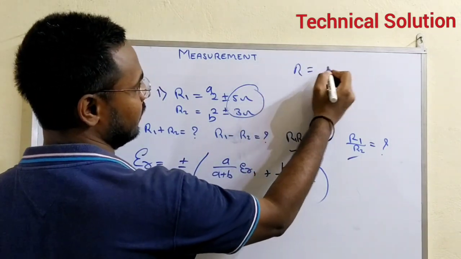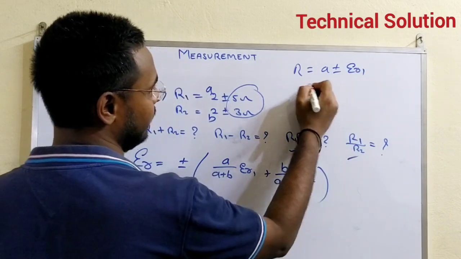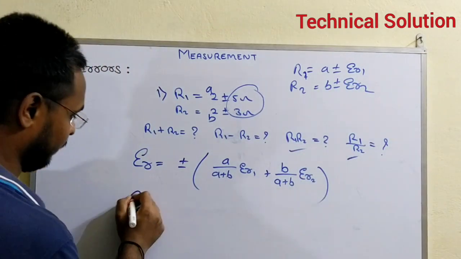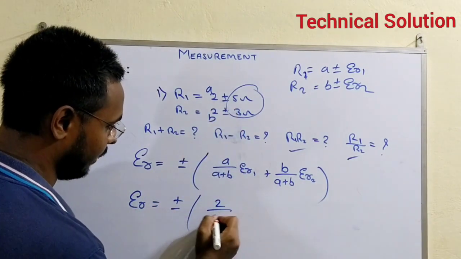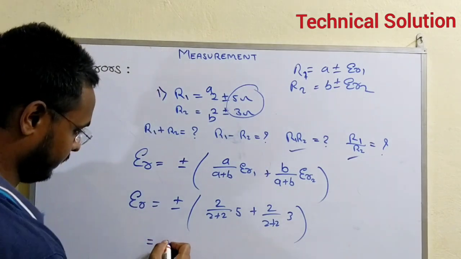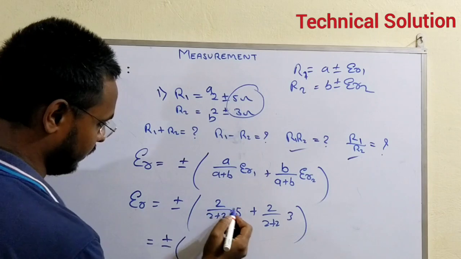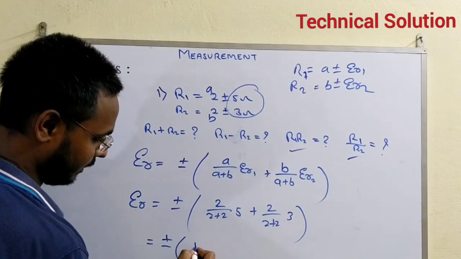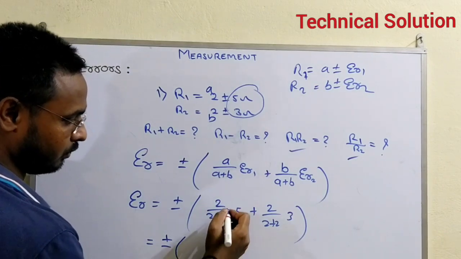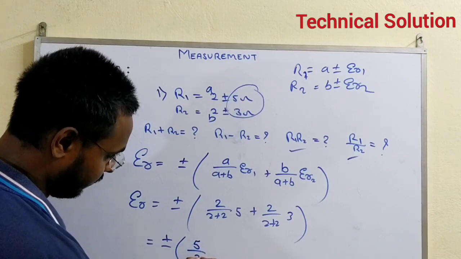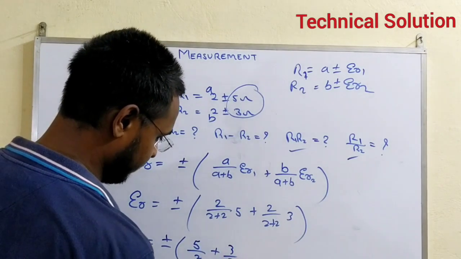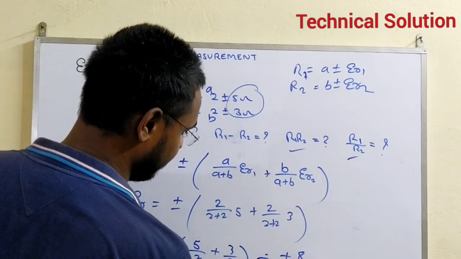Means some resistance is A plus minus epsilon R1 and this is B plus minus epsilon R2. So for calculating epsilon R, what is it? 2 upon 2 plus 2 into 5 plus 2 upon 2 plus 2 into 3, right? Plus minus 2 by 4, which is 1 by 2. We have to solve: 2 plus 2 is 4, 2 by 4 is 1 by 2, and multiplying with 5, it's 5 by 2 plus 1 by 4 into 3, that is 3 by 2, which equals plus minus 8 by 2.